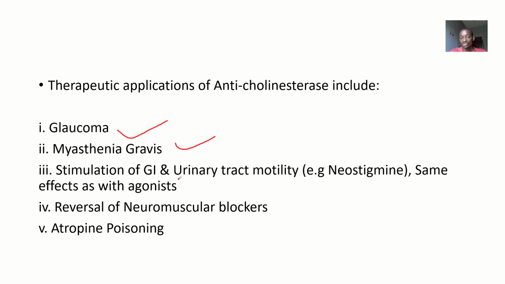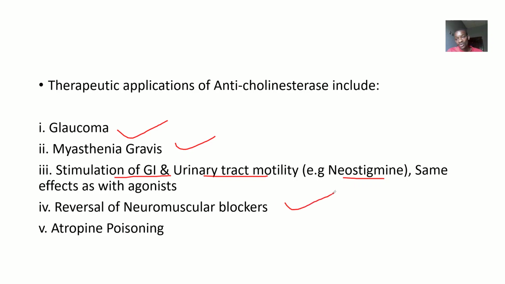Anticholinesterase drugs can be used to stimulate the gastrointestinal tract and urinary tract motility, all right? Examples of these anticholinesterase drugs include neostigmine, okay? They have the same effect as agonists. They have the same effect as drugs that are promoting the actions of acetylcholine, okay? Because they are indirectly promoting the actions of acetylcholine, because they are fighting what is fighting acetylcholine, thereby allowing acetylcholine to act. Do you understand? So these drugs act the same way as acetylcholine agonists.